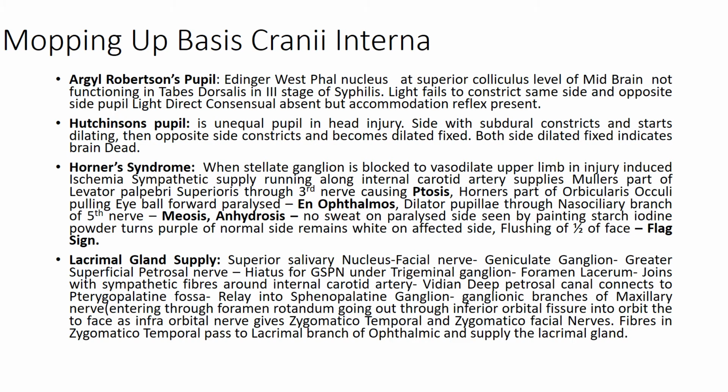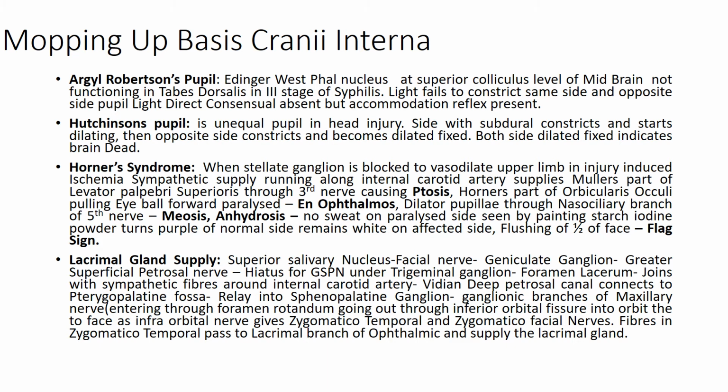Then we continue the mopping up. An Argyll-Robertson pupil is involvement of the Edinger-Westphal nucleus at the superior colliculus level of the midbrain, which is not functioning in tabes dorsalis in the third stage of syphilis. So light fails to constrict the same side pupil and opposite side pupil. So light, direct and consensual, is absent, but the accommodation reflex can cause the constriction of the pupil. So this is called the Argyll-Robertson pupil.